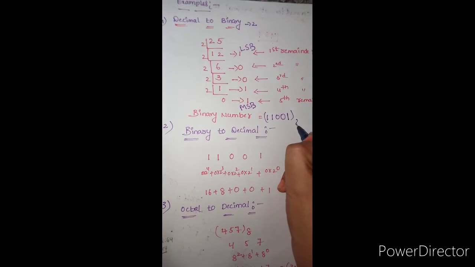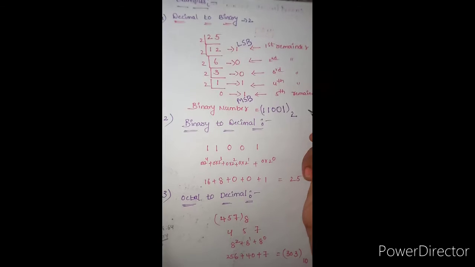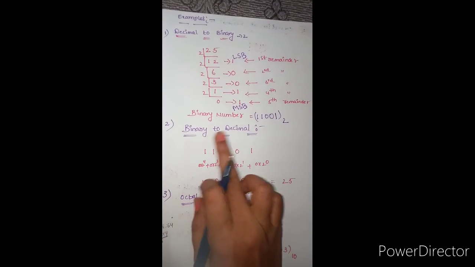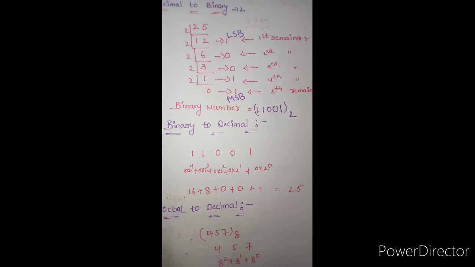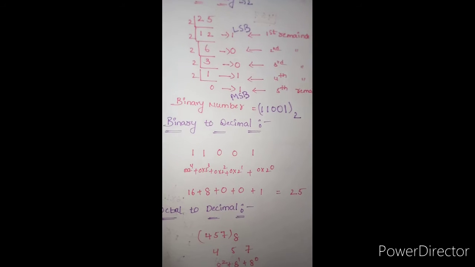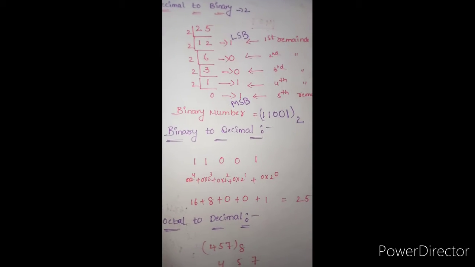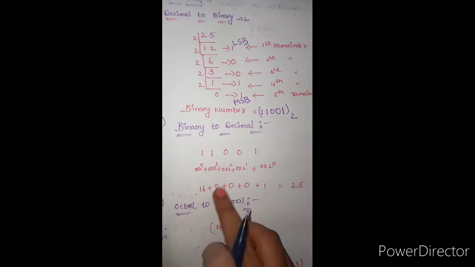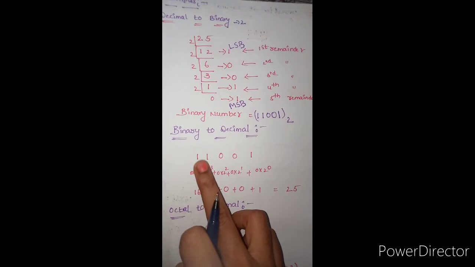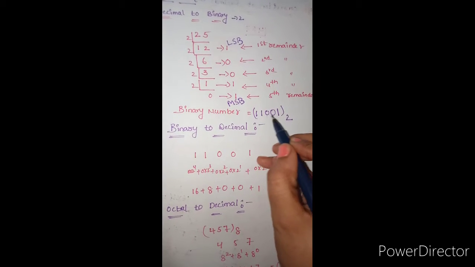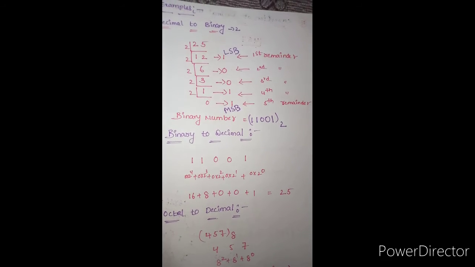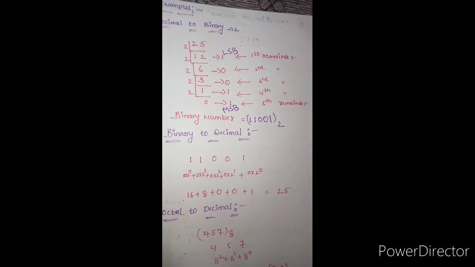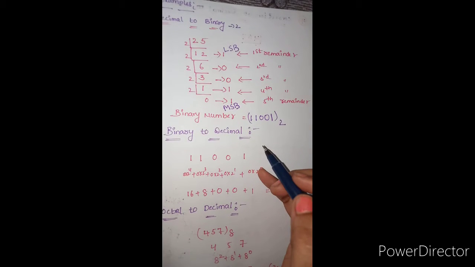This is the binary data. Coming to binary to decimal, I will take a similar example for understanding. I am taking a binary number, 11001. Directly under the digits, here the decimal base is 10.